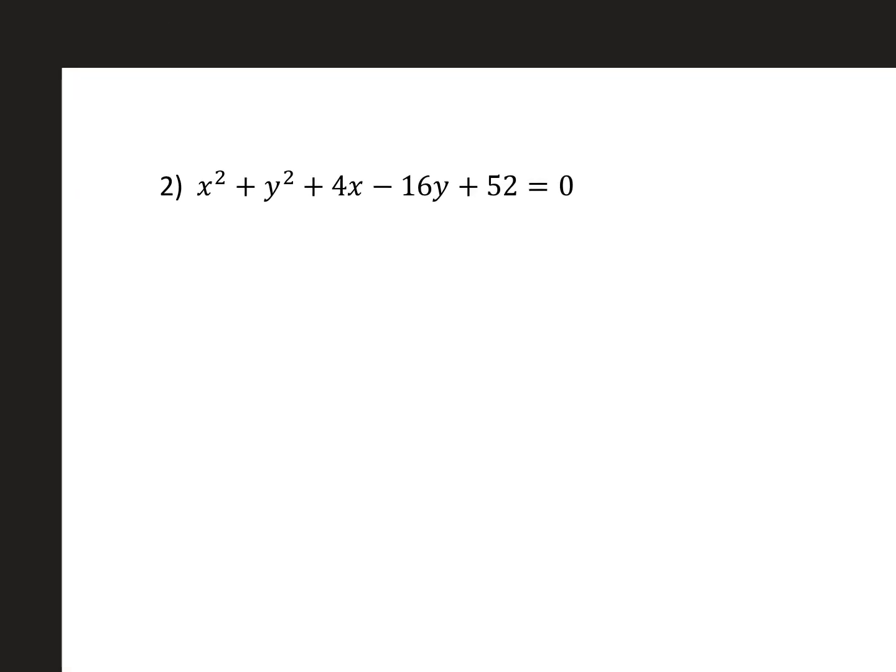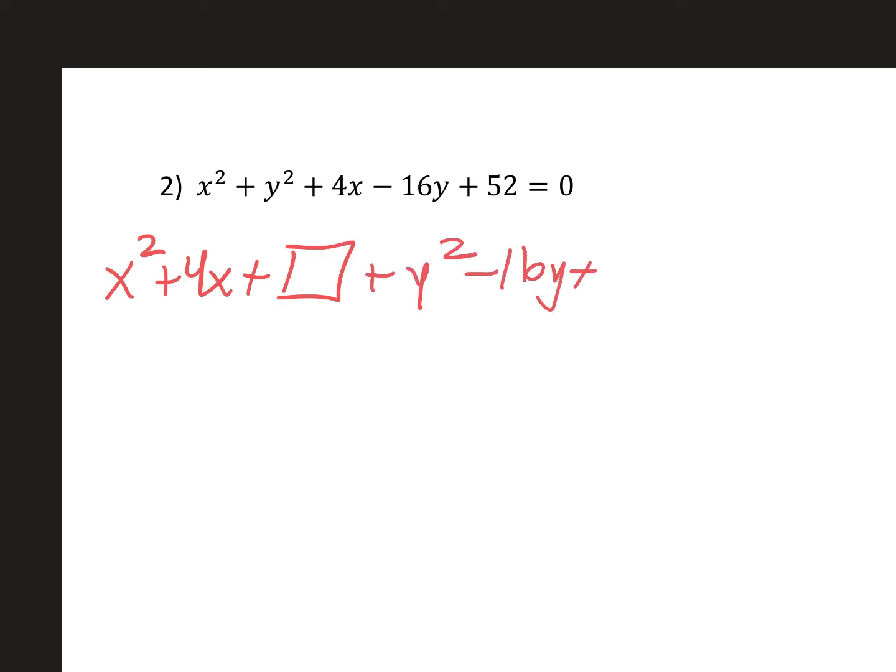Let's go through this. First thing I'm going to do is get my x's together and my y's together. So I'm going to write x squared plus 4x plus, I don't know what this number is. Then I'm going to get my y's together. So y squared minus 16y plus a box. And then what happens with 52? It goes to the other side, becomes negative 52. Good. Remember, the sign in front of each term stays with it. So that's why this is a positive 4x. That's a negative 16y.